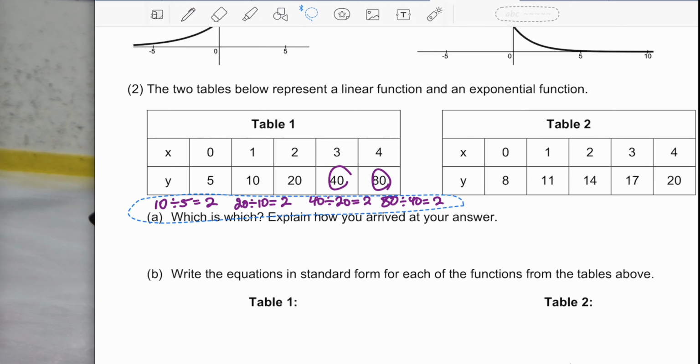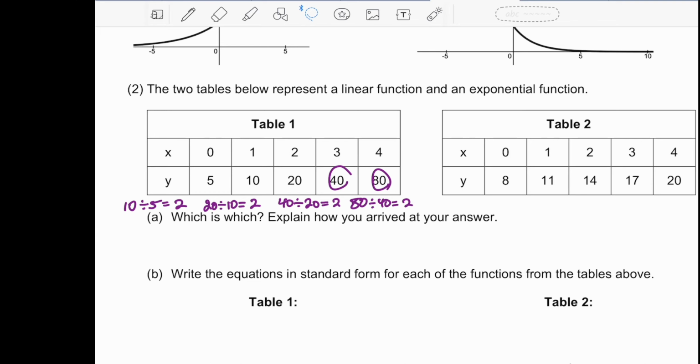That's a more elaborate way of saying we're just taking the first number, multiplying it by 2, taking that answer, multiplying it by 2, taking that answer, multiplying it by 2, and so on. So if you have that relationship, then we know it's exponential. So table 1 is exponential, and that's because it has a common ratio of 2.